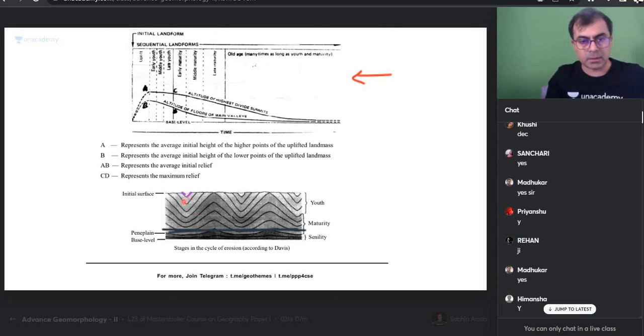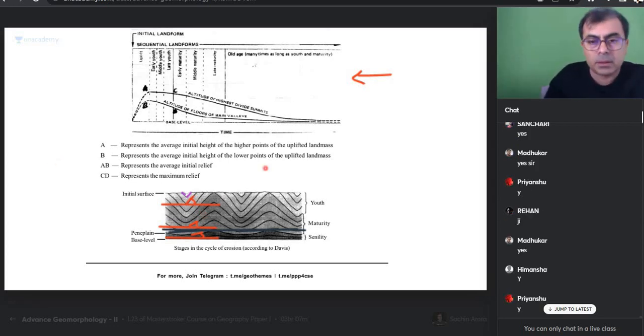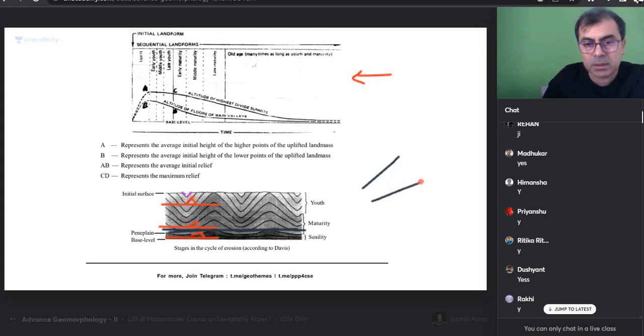This is the angle. This angle, compare it with this angle and compare it with this angle. Is the angle reducing or not, everyone? Can you see the slope declining? The landform which was like this, now it has turned this, and finally it has turned this. Can you see the slope decline?